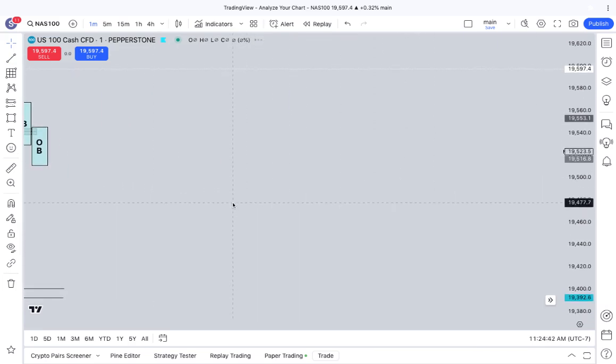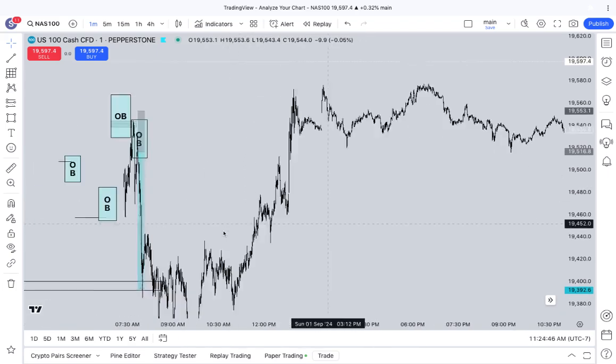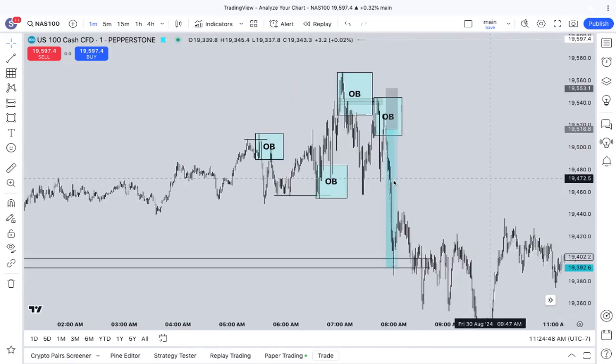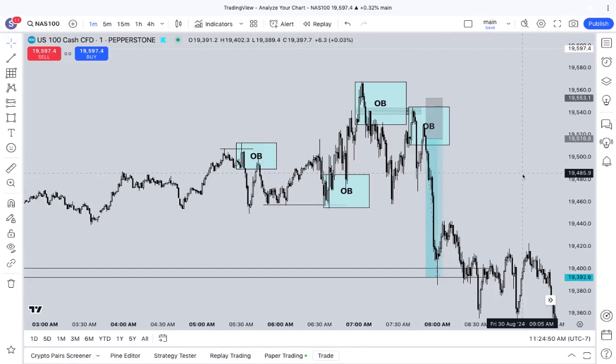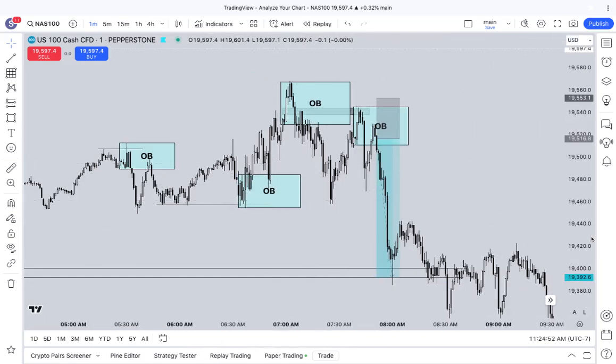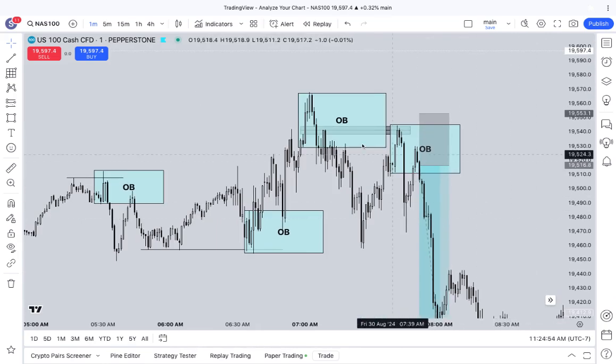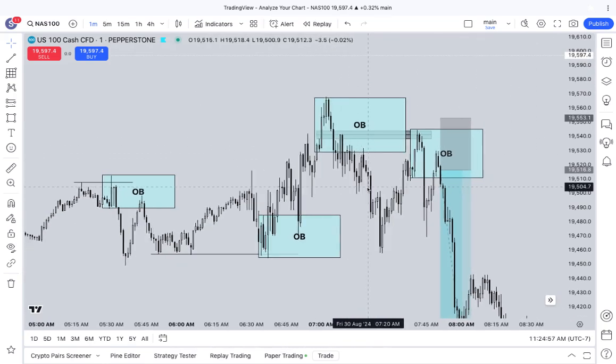Let's wait for this chart to load. Wi-Fi's been pretty laggy because my friend is uploading some stuff, but let's see. Okay.